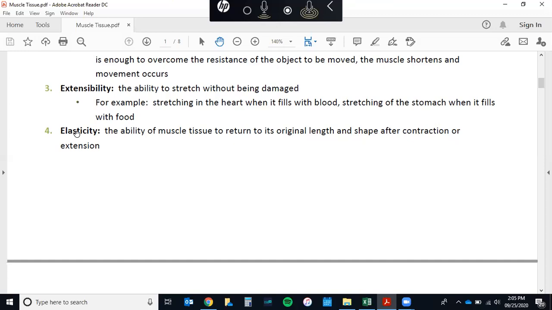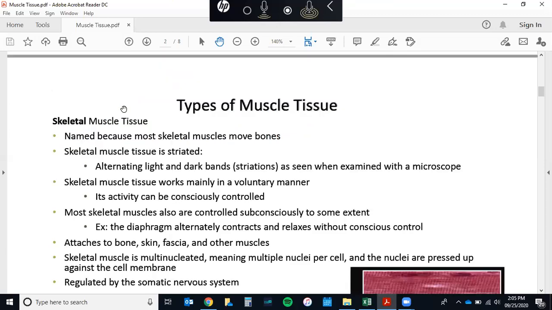Also, like a rubber band, when you stretch it and you let go, it snaps back. We call this recoil or elasticity, which is the ability of muscle tissue to return to its original length and shape, either after being contracted or shortened, or extended. Okay. Now, let's talk about the three types of muscle, starting with skeletal.